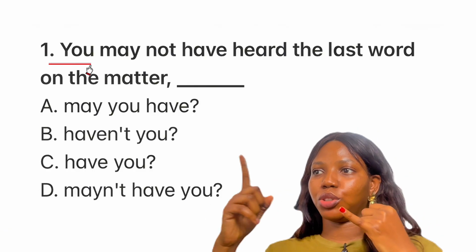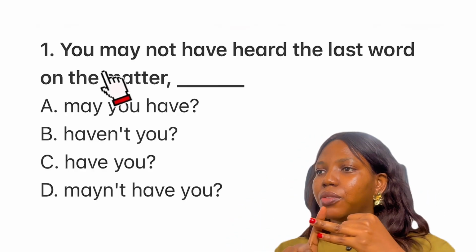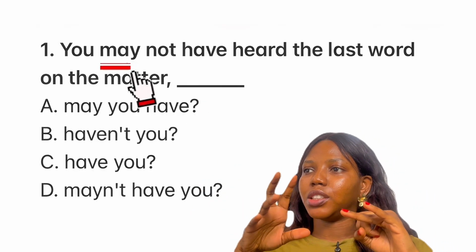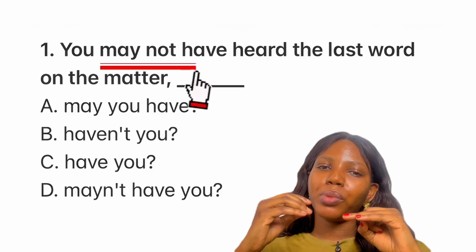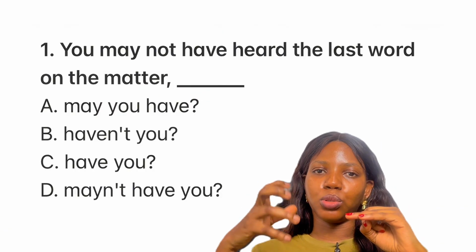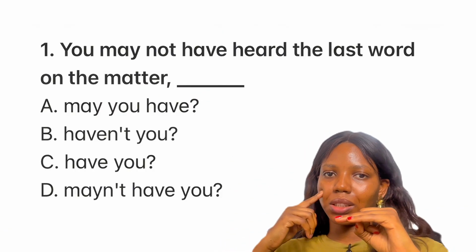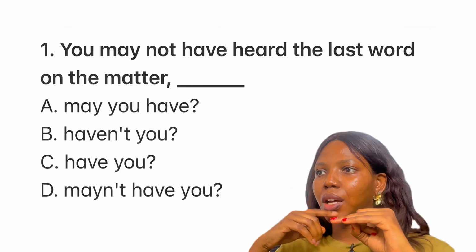The subject first, which is you. The auxiliary verb. So what we have here is a verb phrase, may not have heard. Now, even though may is the first auxiliary verb, which is a modal auxiliary verb, we cannot reference it in the tag. We cannot echo it in the tag. We have to use have.